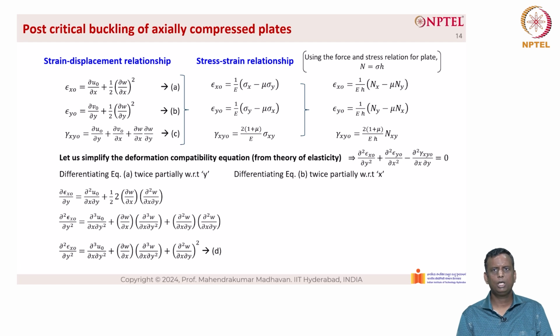Now differentiating equation B partially with respect to x, we have ∂εy⁰/∂x equal to ∂²v⁰/∂y∂x plus half into 2 into ∂w/∂y into ∂²w/∂y∂x.